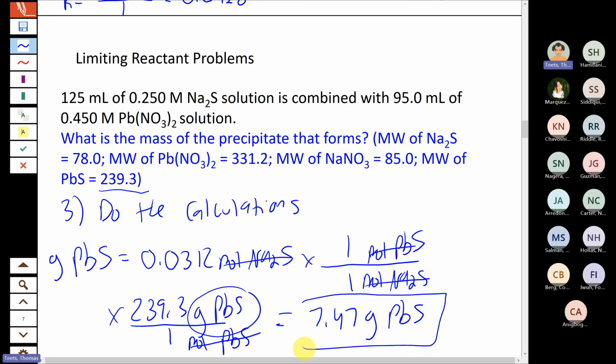All right. So using molarity and volumes to calculate moles is the only new part of this. If you have the amounts of both, you still need to figure out what the limiting reactant is. That step doesn't go away. All right. So any questions on that?